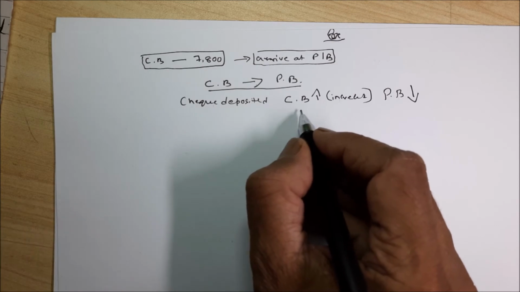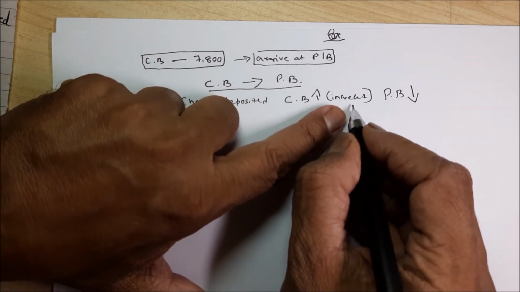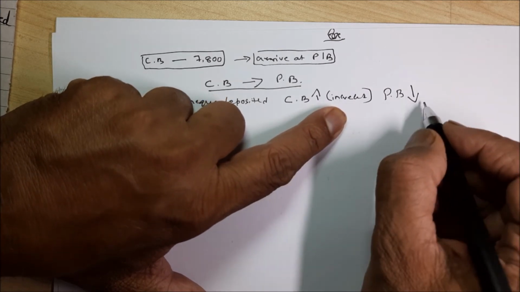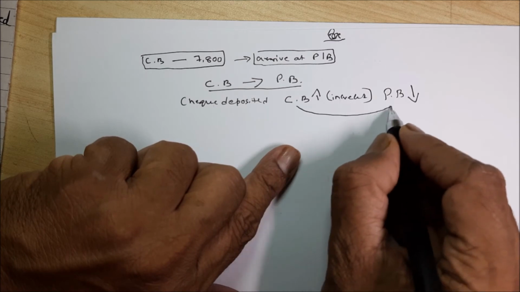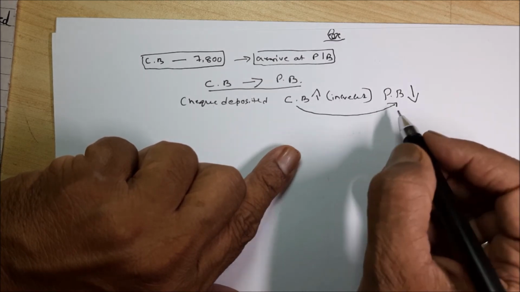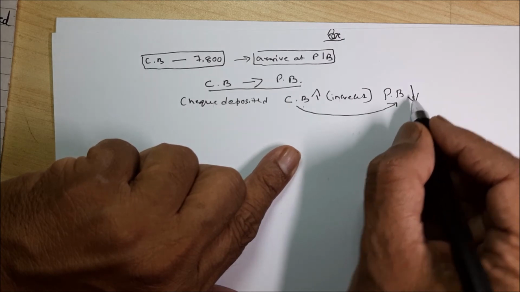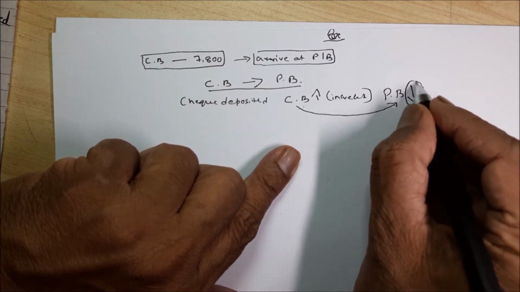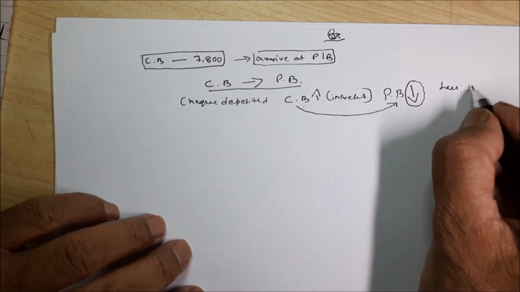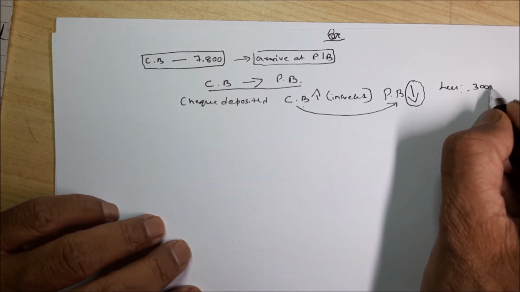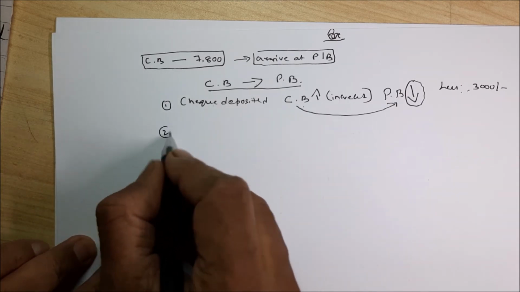So when I deposit the check, the cash book balance has increased, but in the passbook it has not increased. That means I have to bring the cash book balance to the passbook balance. Cash book balance is showing more, but passbook balance is showing less. So how much should I reduce? 3,000 rupees I should reduce. This is the first transaction. Then the second transaction.